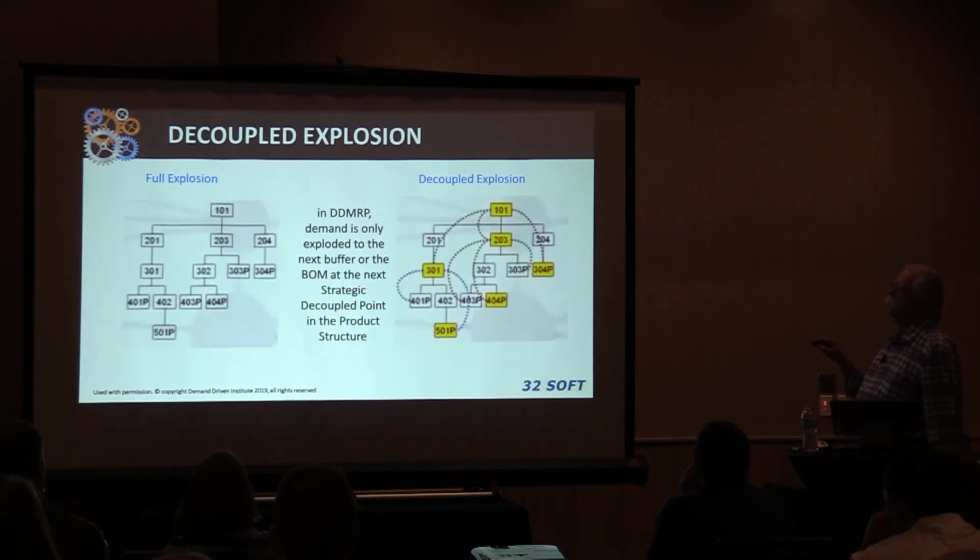It explodes through what is called a decoupled explosion. So as you develop these strategically decoupled points in the bill of material, this is MRP: when you hit 23.2, boom, it explodes every single bill in the system. With DDMRP, it's only calculating down to the next strategically decoupled point in the bill of material.